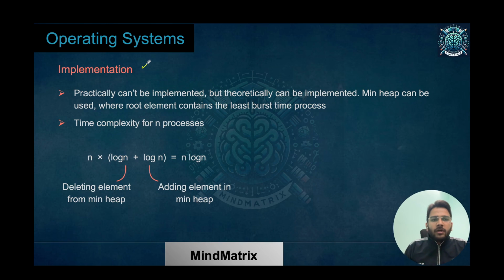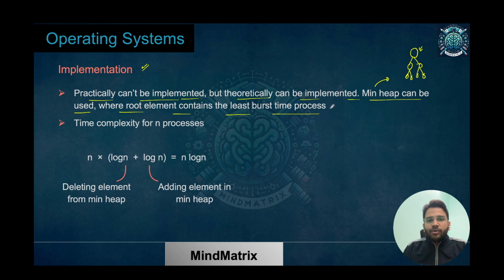Now let's talk about some important points. Practically, it cannot be implemented, but theoretically it can be implemented. And min heap can be used where the root element contains the least burst time. We know in case of min heap, the root element is going to have the smallest value, right? So we can use min heap. We can have the burst time in all the nodes, the burst time values of the processes, and the process which has the lowest burst time is going to be present at the root level. So we can use min heap data structure to write the program for it.